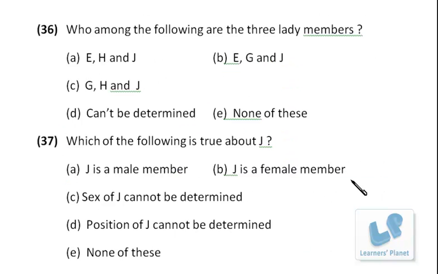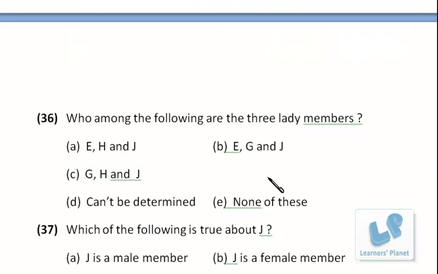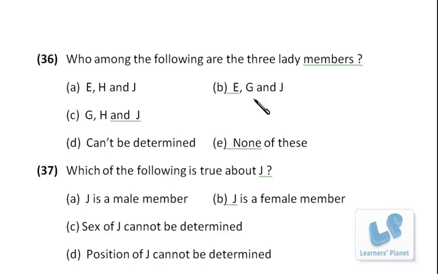Now, who among the following are the three lady members? Now, who are the lady members? That is G, E, and H, right? So the combination of G, E, and H is not there, so it's none of these.